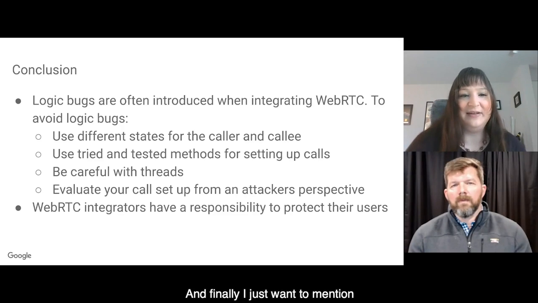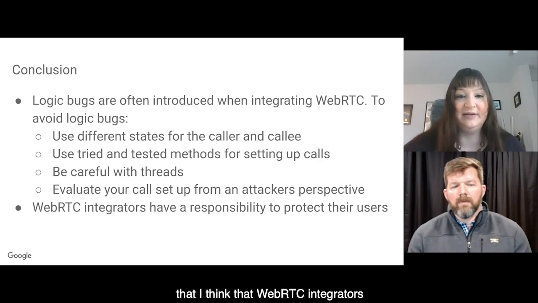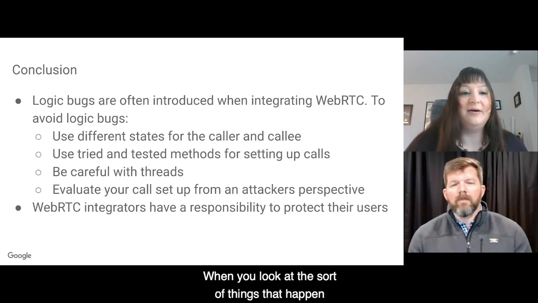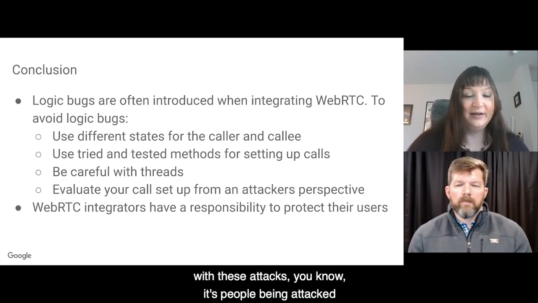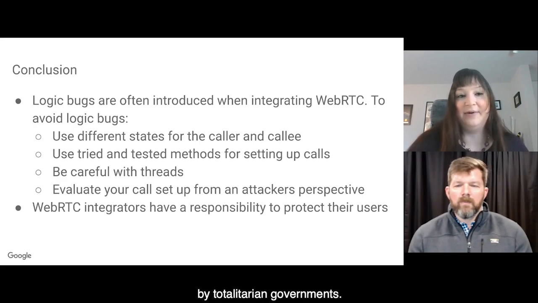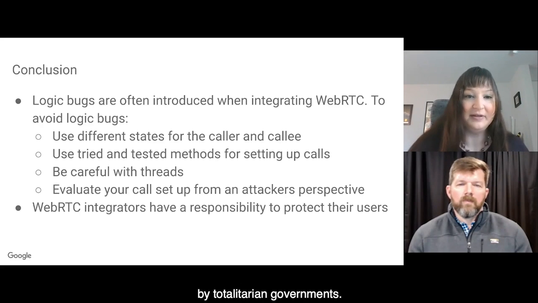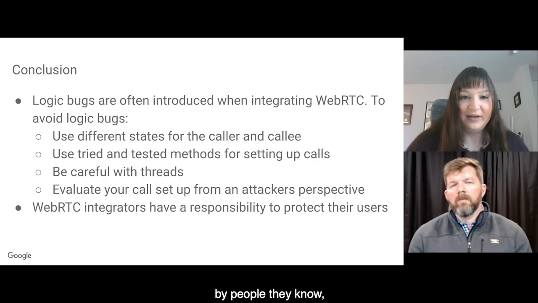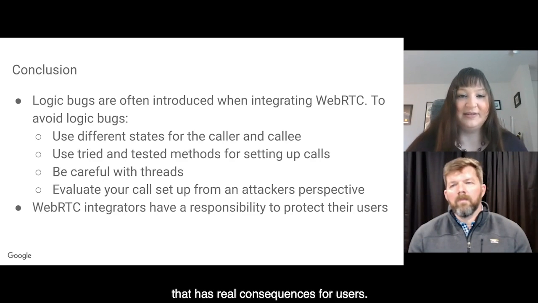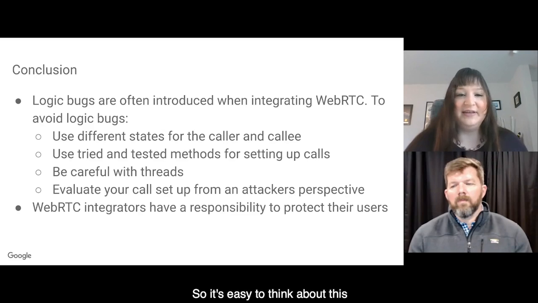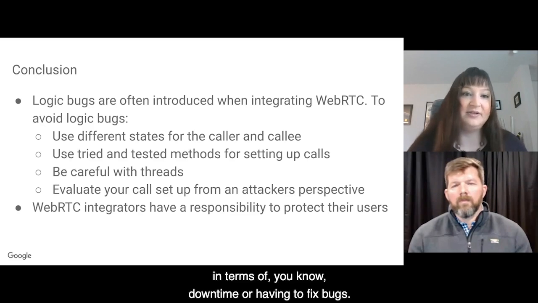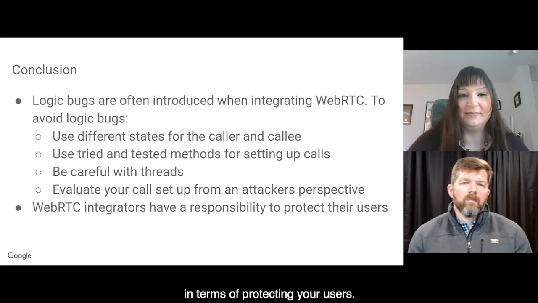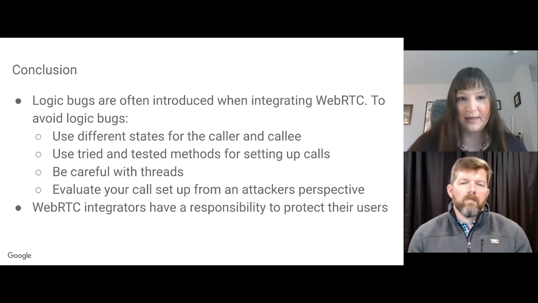And finally, I just want to mention that I think WebRTC integrators have a responsibility to protect their users. When you look at the sort of things that happen with these attacks, it's people being attacked by totalitarian governments. It's people having their privacy invaded by people they know. It's the sort of thing that has real consequences for users. So it's easy to think about this in terms of downtime or having to fix bugs. But I think it's also important to think about it in terms of protecting your users.